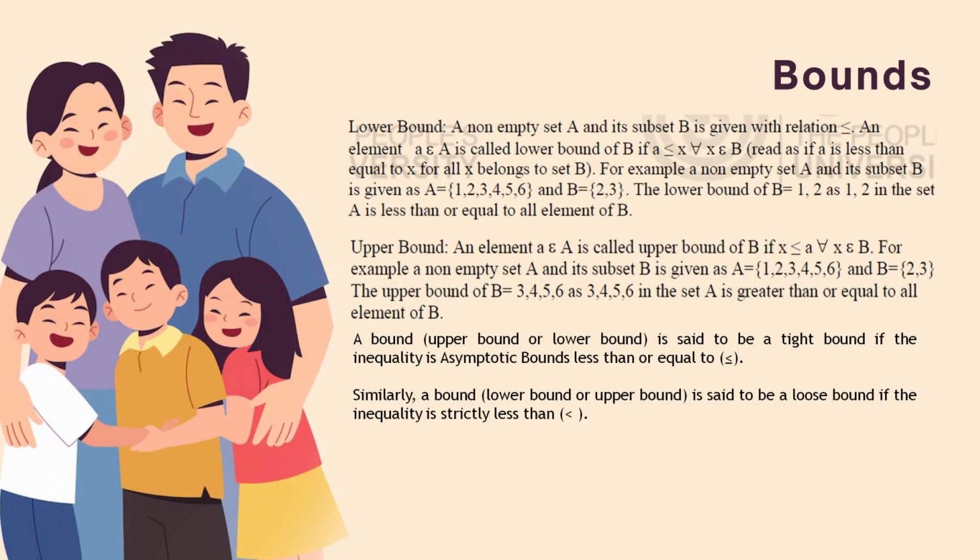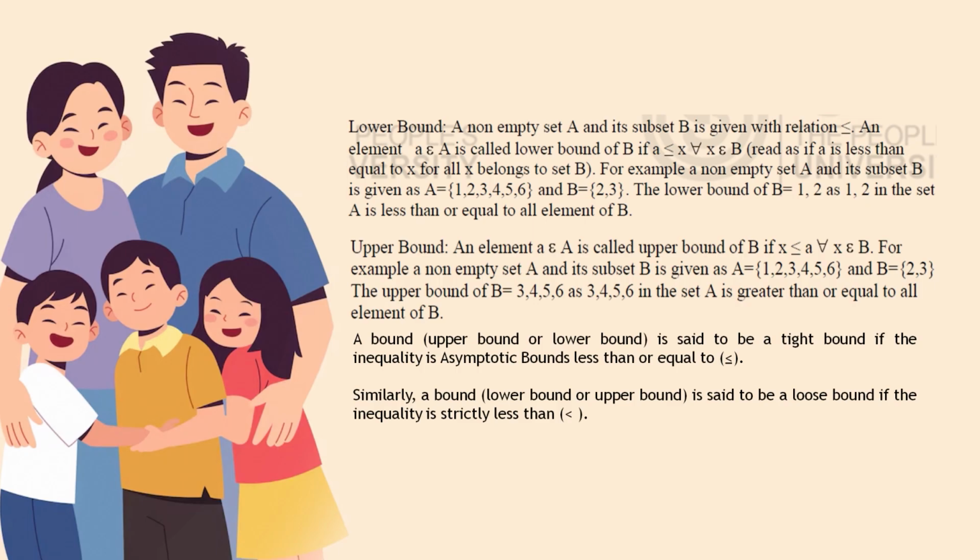Okay, so we will first move towards the notations. First we have to know the basic concept about bounds. What is the meaning of bound? There are 2 kinds of bound, the lower bound and the upper bound. For a non-empty set A and its subset B, given the relation less than or equal to, an element a belonging to A is called a lower bound of B if a is less than or equal to x for all x belonging to B.